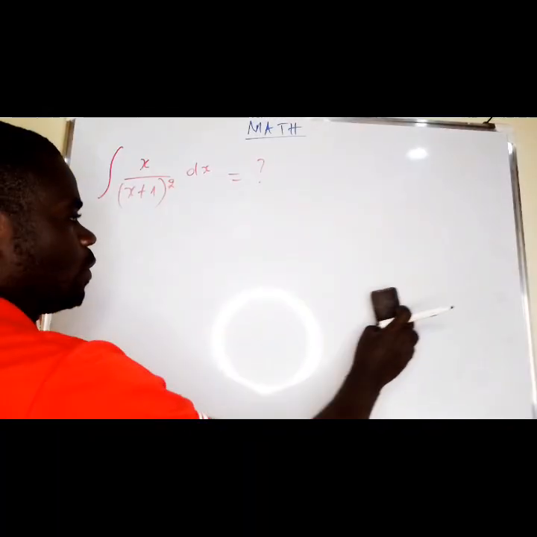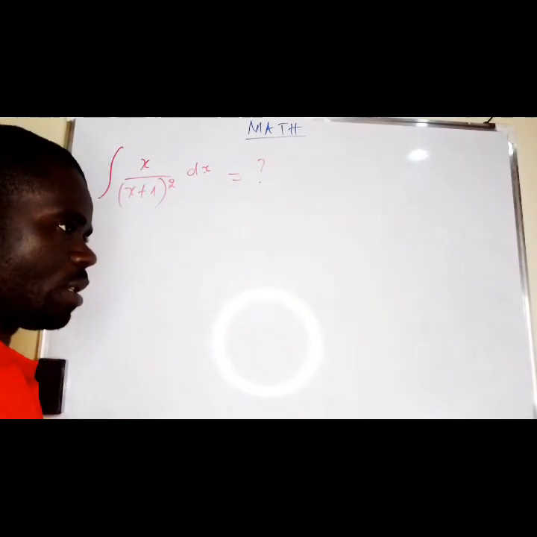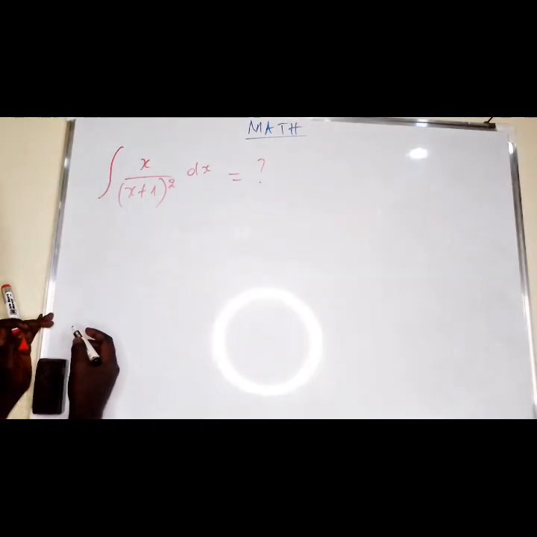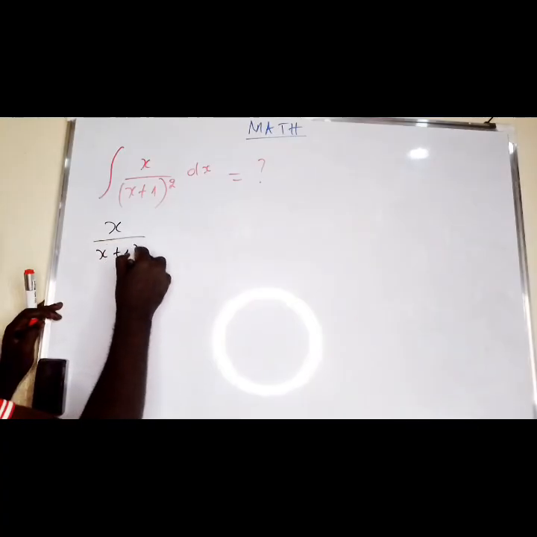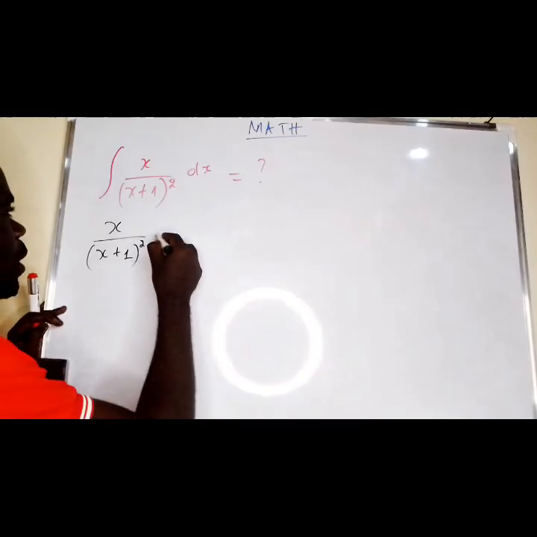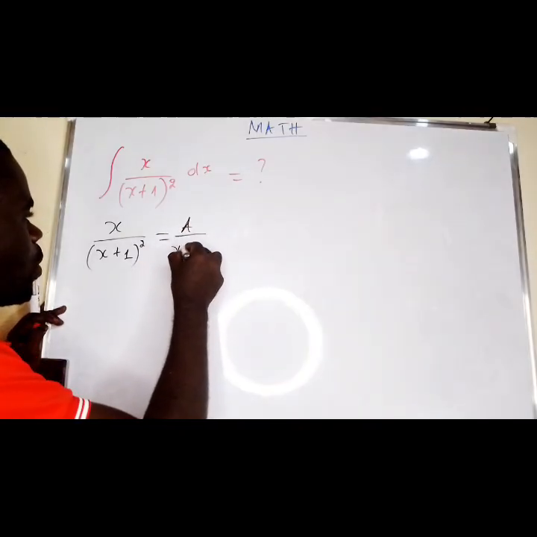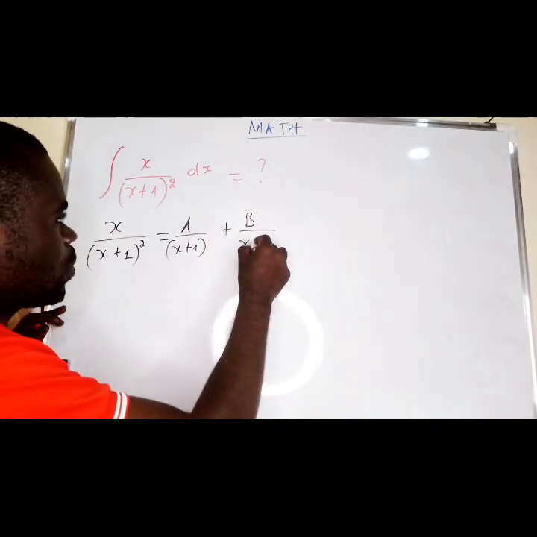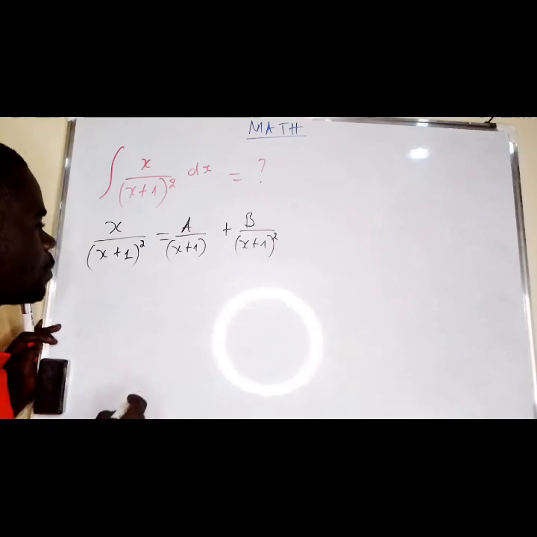This kind of integration, where we are going to try to integrate, involves partial fractions. We have the expression x divided by (x plus 1) squared. Then we need to put this in partial fractions, and in partial fractions this is always equal to a over x plus 1, plus b over (x plus 1) squared.